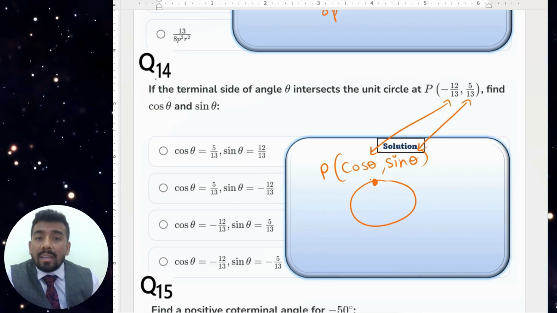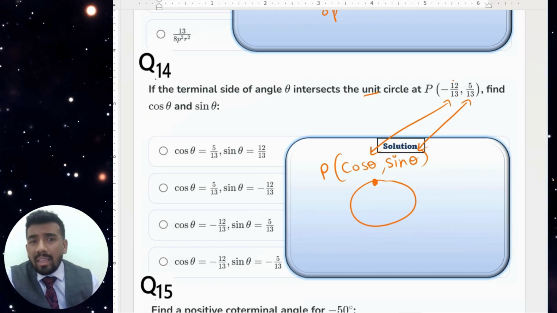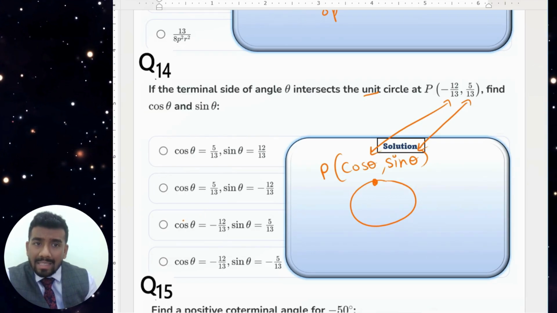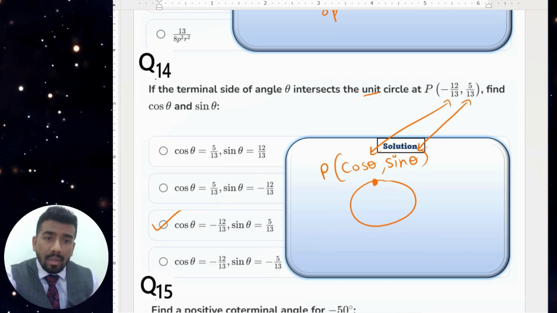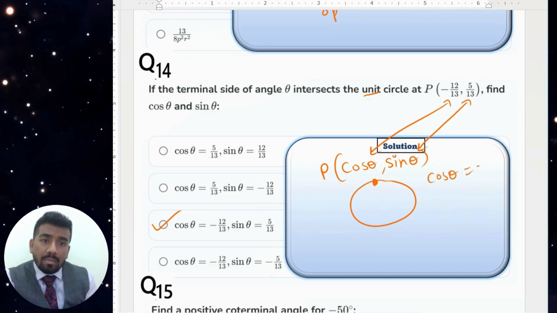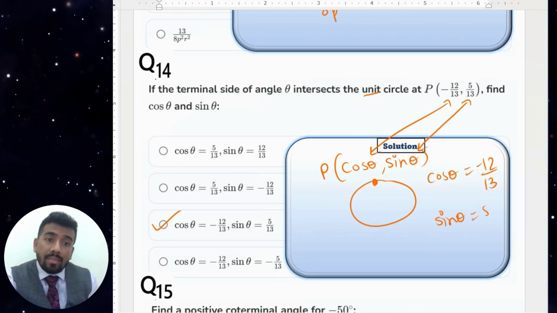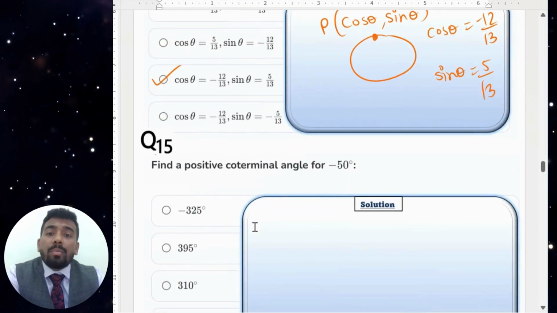And as it's a unit circle, the radius is 1, so we don't need to care about the a. So this is equal to this. So cosine theta is what? Minus 12, and sine theta is 5. That's the answer. Understood? Easy. So your cosine theta is minus 12 over 13, and sine theta is 5 over 13. Straight away, let's go to the positive coterminal.